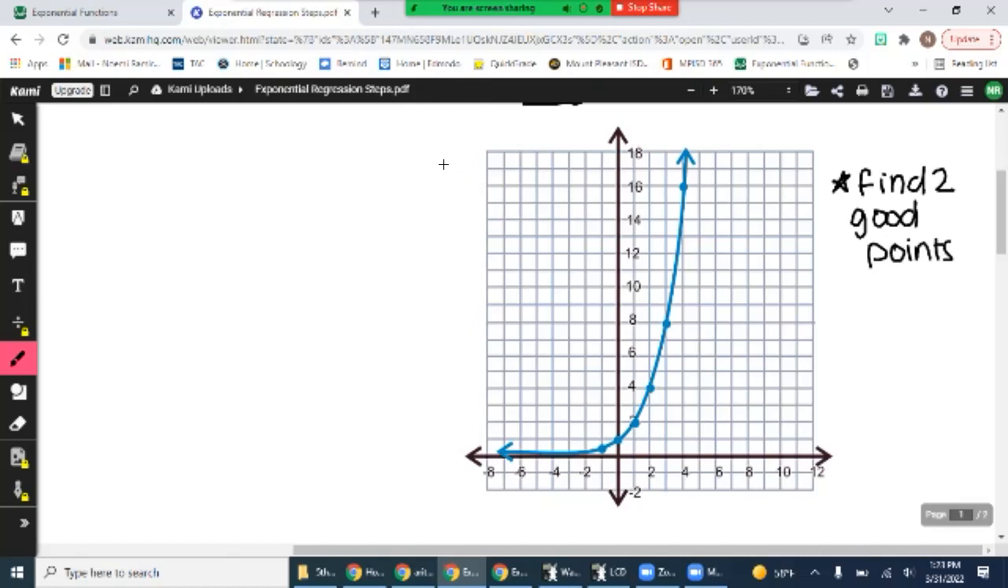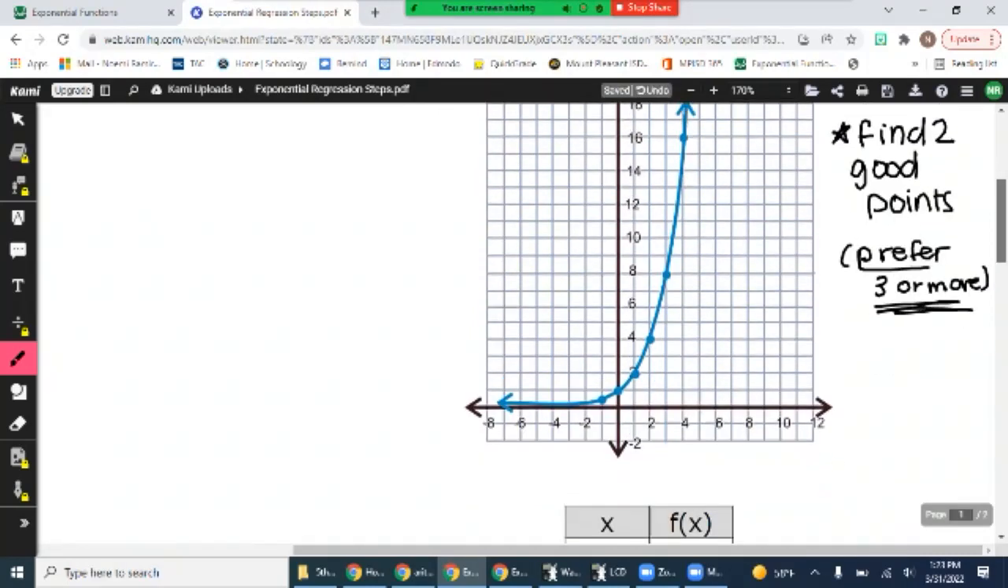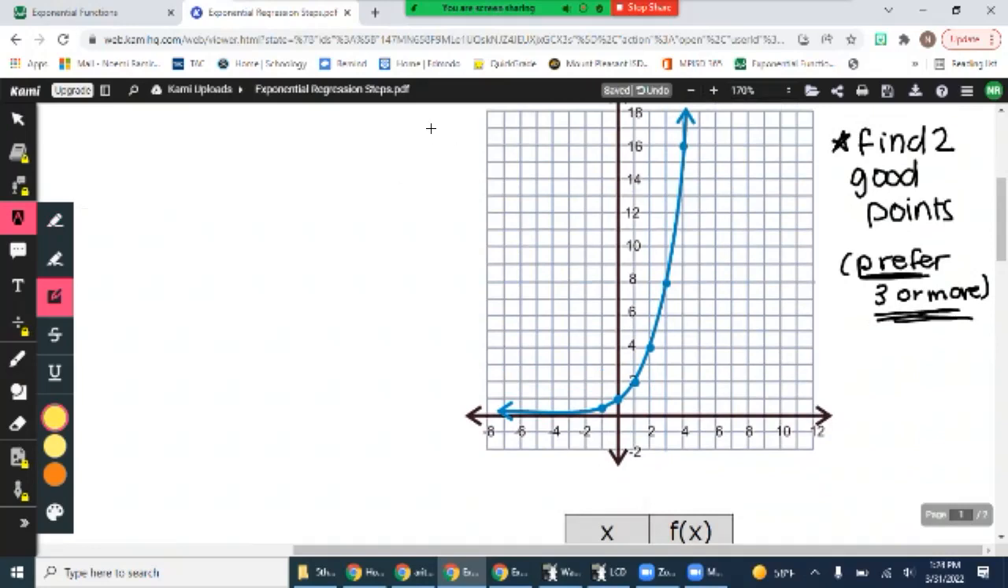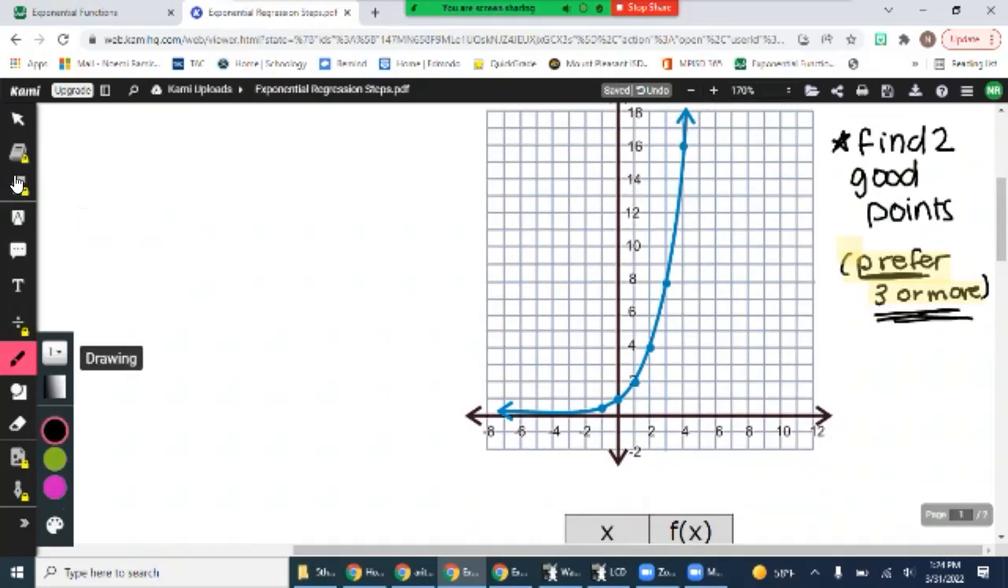The reason I write 2 is because on your test review, there's going to be one graph where you can only see 2, but I prefer 3 or more. I'm a highlight prefer type situation. On some of these graphs, you have no choice. Like there's only 2 good ones, but if you have 3 or more that are actual good points, go ahead and identify those as well.